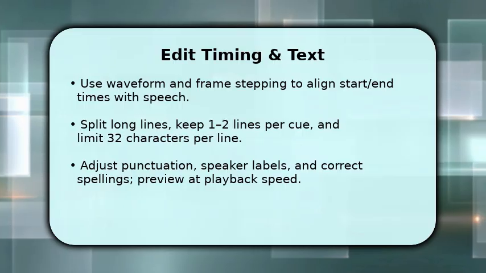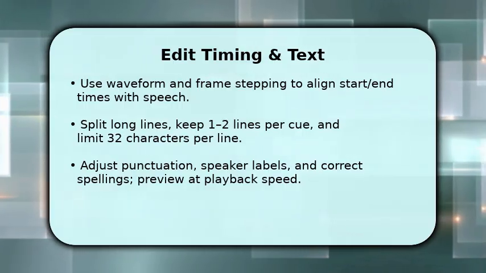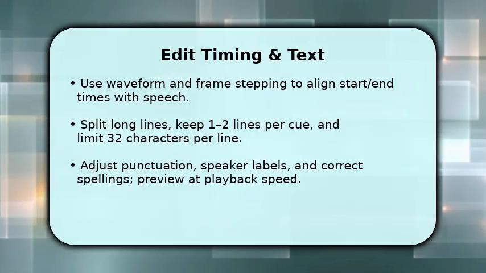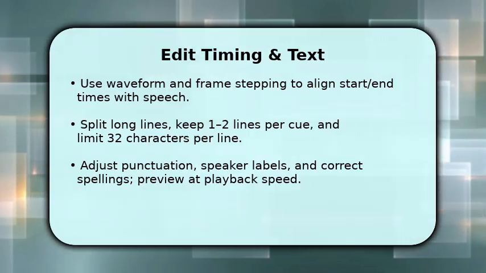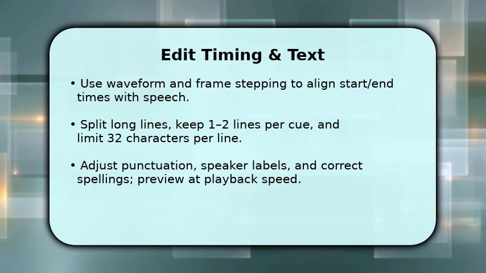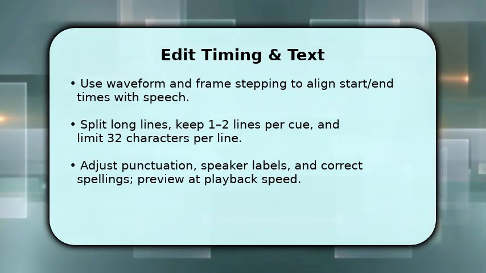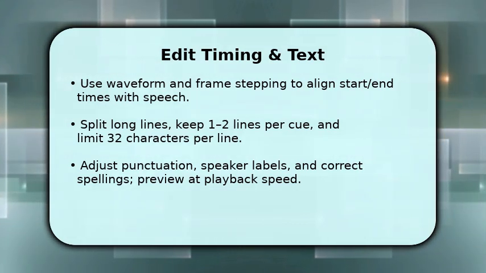Edit the text to split long sentences into 1-2 lines, keep line length under about 32 characters, and add speaker labels if needed. Once done, play the video at normal speed to check reading pace and readability, making micro-adjustments until the captions flow naturally with the dialogue.